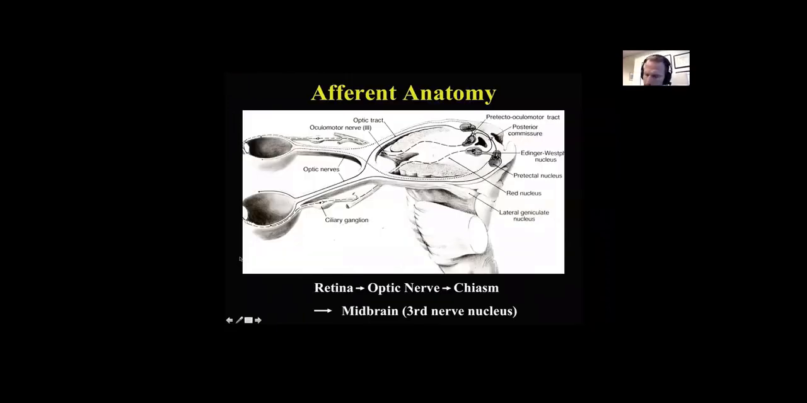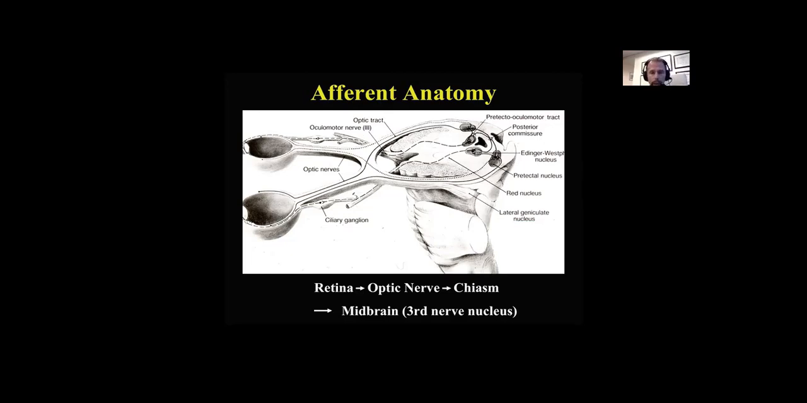I'm not a big believer in rote memorization, but I think anatomy is one of those things that if you know the anatomy, you'll probably be able to figure out most other things. So the afferent anatomy is by way of review. Of course, light comes in, focused onto the retina. The retina generates the signal, which goes down the optic nerve. There's a decussation in the chiasm, and then a second decussation in the posterior commissure. Prior to that, there's a synapse in the pretectal nucleus, and then the second decussation in the posterior commissure leads to the third nerve nucleus.